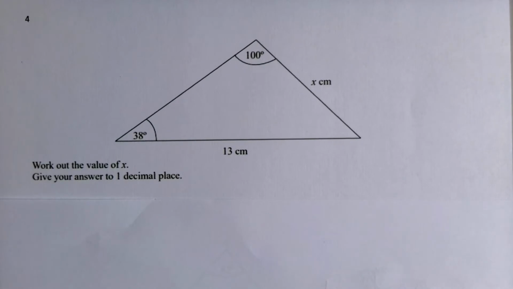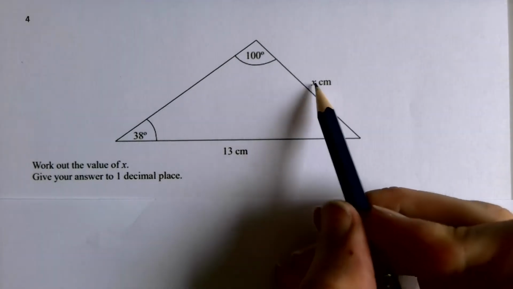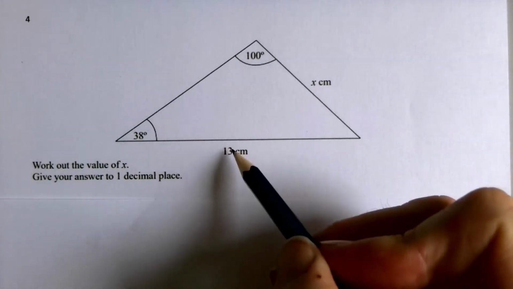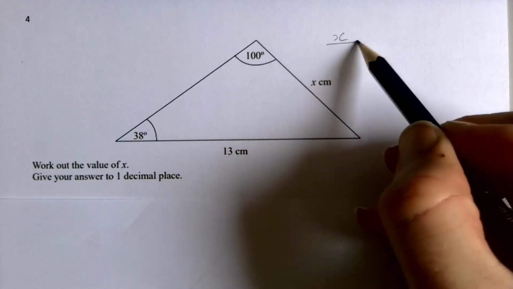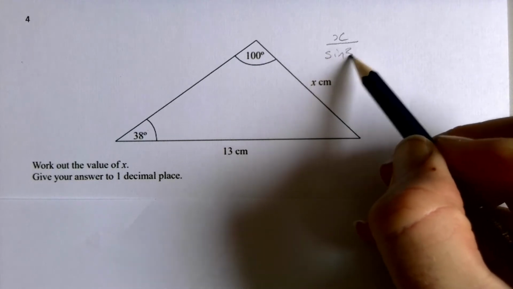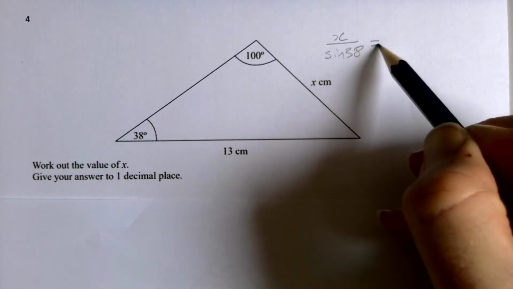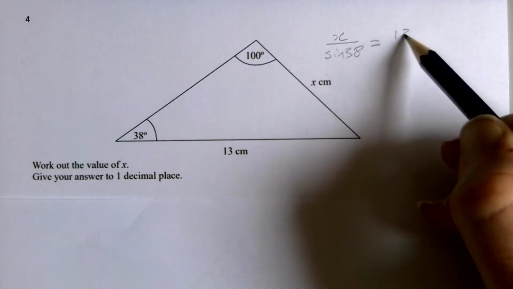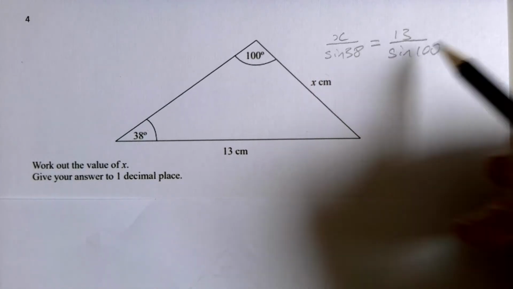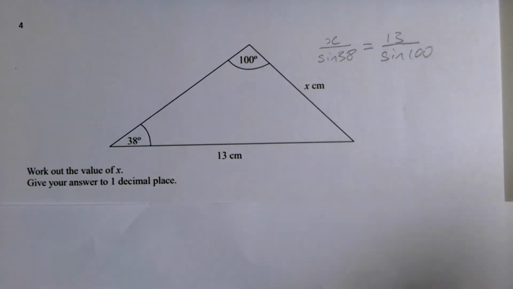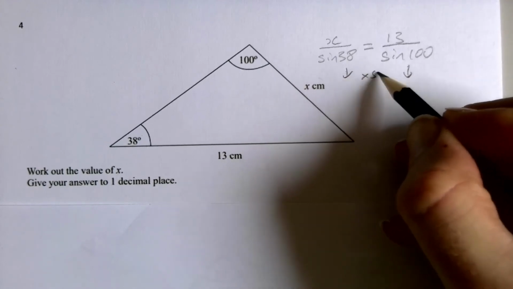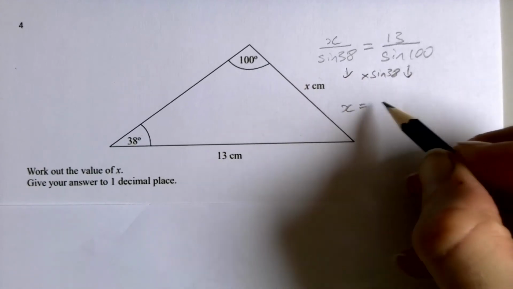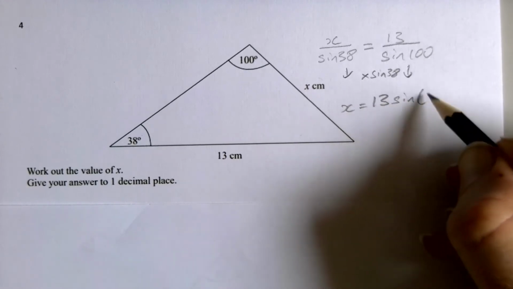Have a look at this one. What do you think? So this is another sine rule because I've got this over that equal to this over that. I want the side, so we're looking at x over sin 38 equals 13 over sin 100. And then we multiply both sides by sin 38 to give me x is equal to 13 sin 38 over sin 100.